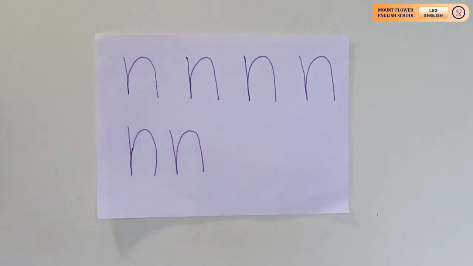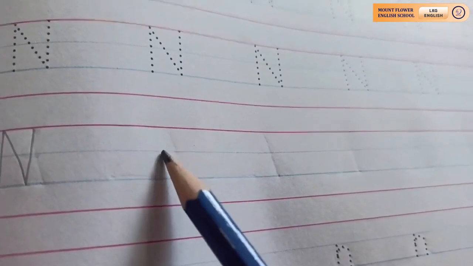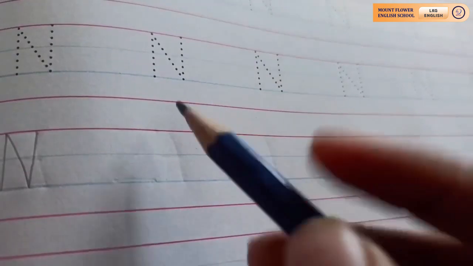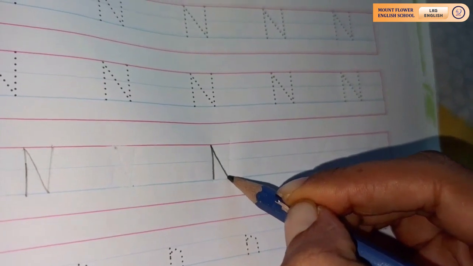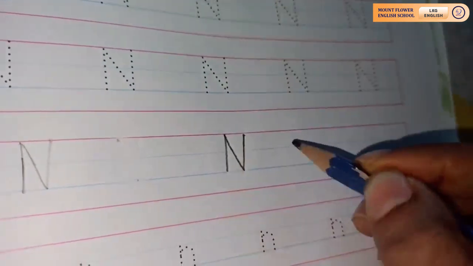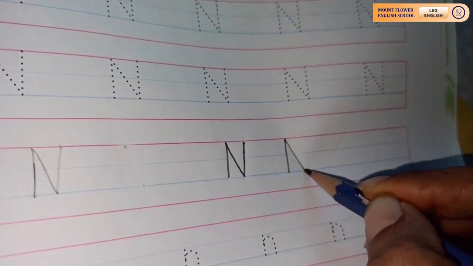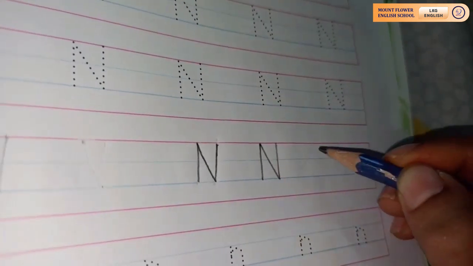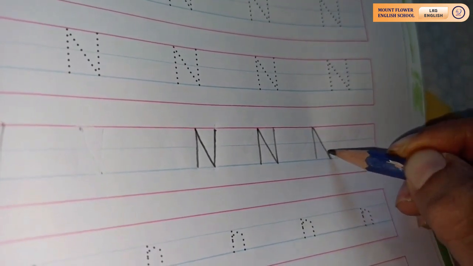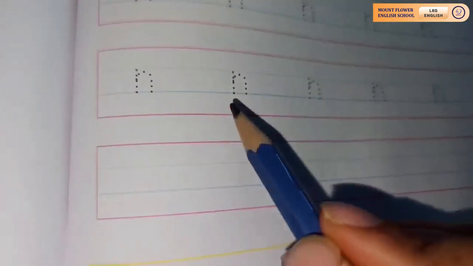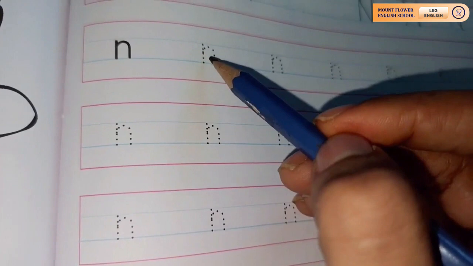Small letter N. And while writing on the four lines, you have to choose 1, 2, and 3 lines. Okay. N. While writing small letter N in four lines, you have to choose second and third line.